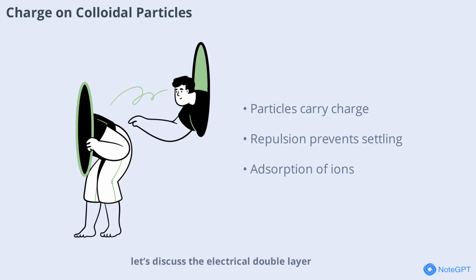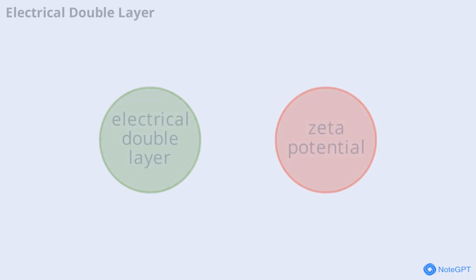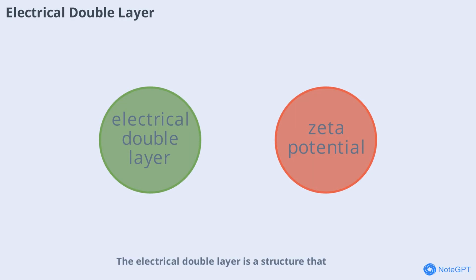Now, let's discuss the electrical double layer. Electrical double layer is a structure that forms around colloidal particles due to their charge. It consists of a layer of ions adsorbed onto the particle surface and a diffuse layer of oppositely charged ions in the surrounding medium. This double layer creates a potential difference known as the zeta potential, which influences the stability of colloids. A high zeta potential means strong repulsion and greater stability.